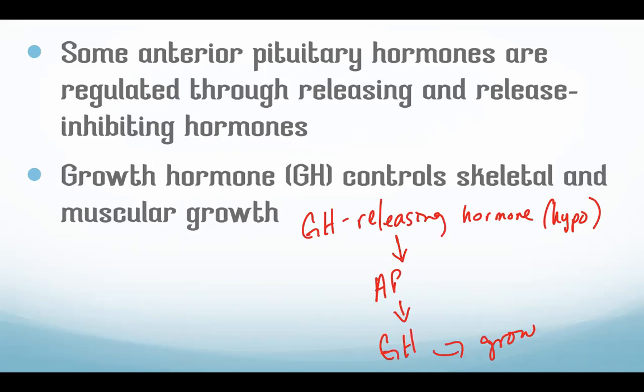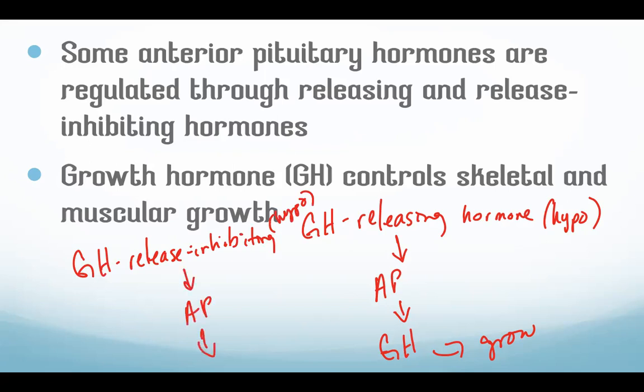Okay, I'll try to come up with some flow charts to make it easier to understand how that works. When you reach around 18, 19, somewhere around that, you don't need that anymore. So then you'll have GH release inhibiting hormone, again from the hypothalamus, that will go to the AP, anterior pituitary, and it will stop releasing growth hormone.